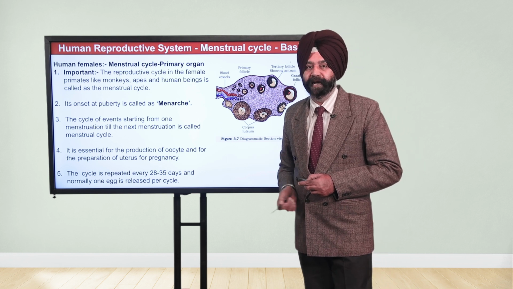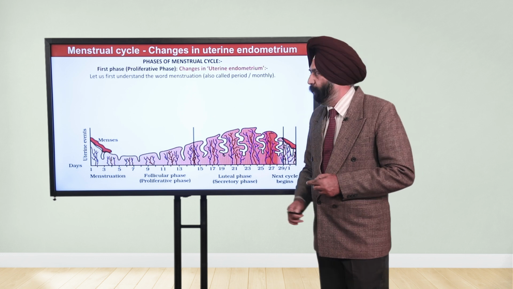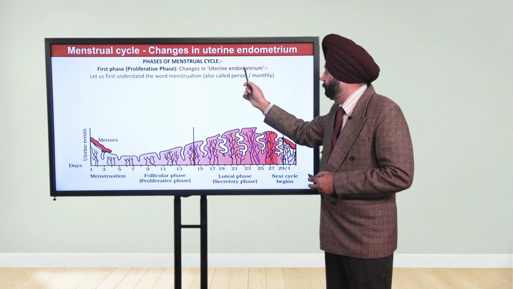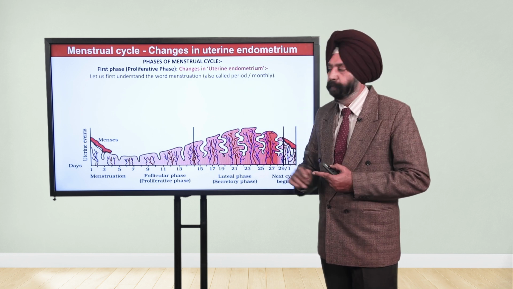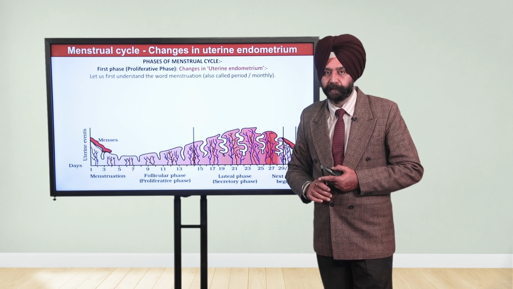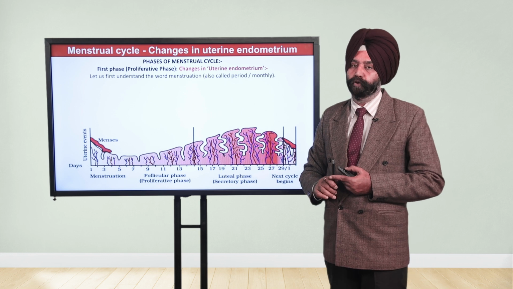Now let us go to the diagrammatic representation of menstrual cycle. Let's now go on to phases of menstrual cycle. And the first phase being proliferative phase, let's see the changes in the uterine endometrium. We must first understand the word menstruation, also called as period or monthly. These corresponds to the changes in the uterine mucosa.